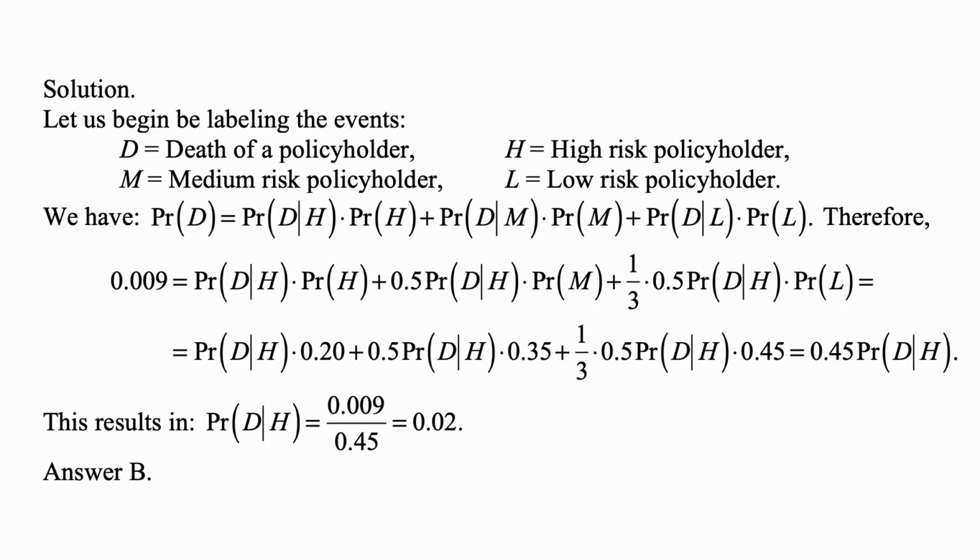And here's a solution. So in problems like that, you may remember I tell you in my study manual to always begin by labeling the events. The events that we're working with are: the event D is death of a policyholder, H, high-risk policyholder, so event that a randomly chosen person is a high-risk policyholder, M, medium-risk policyholder, L, low-risk policyholder.